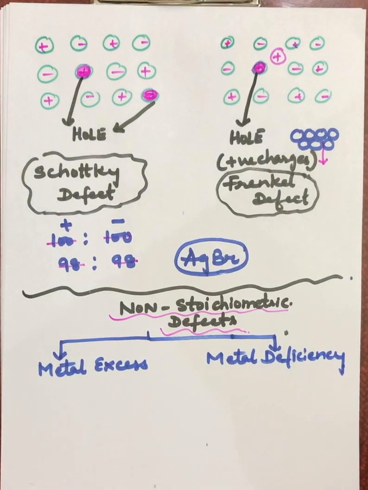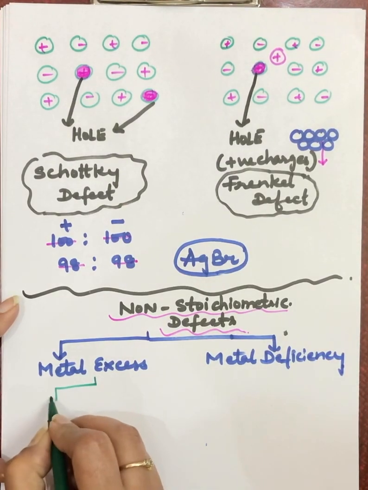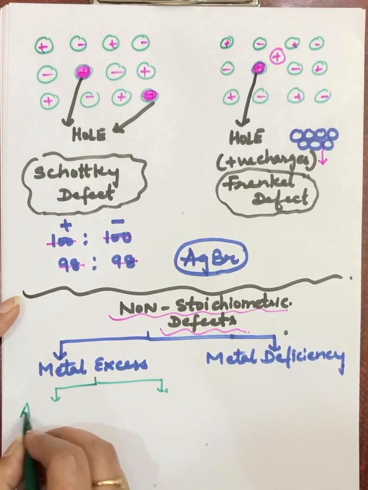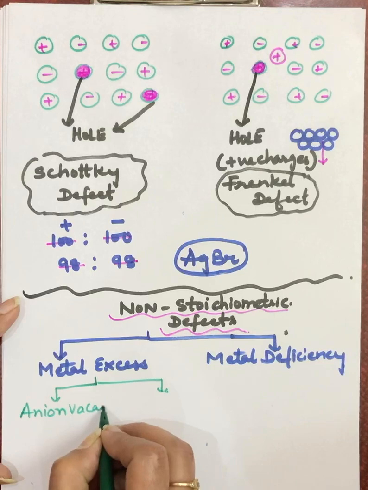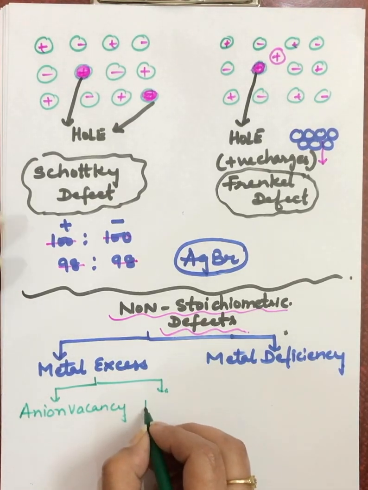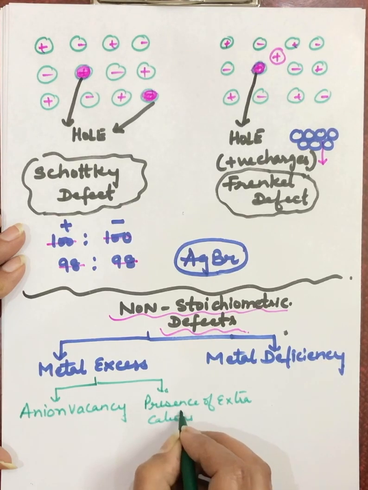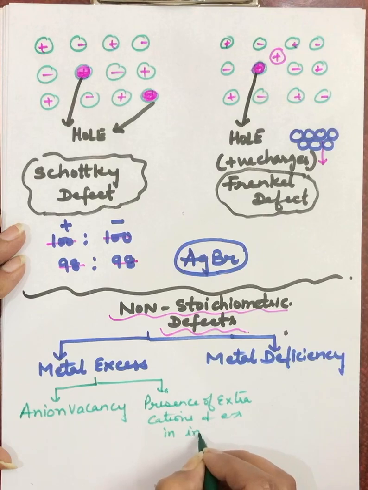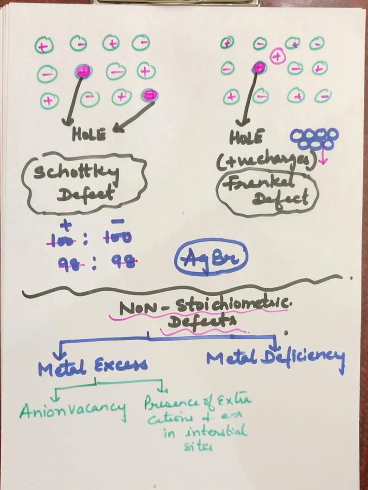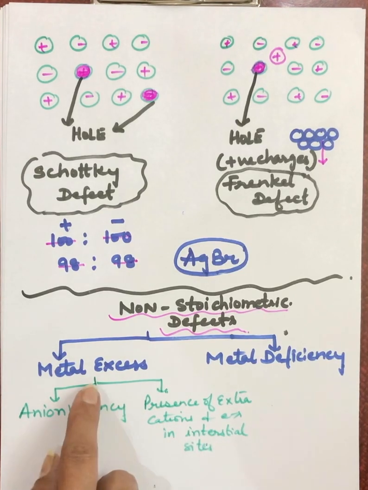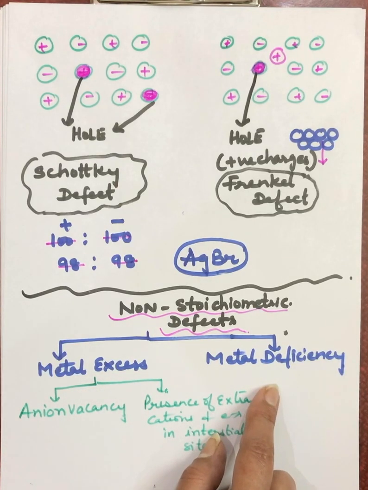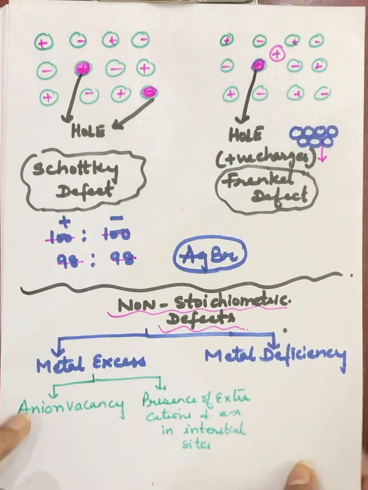The metal excess defect is further of two types: metal excess defect due to anion vacancy, and the second one is presence of extra cations and electrons in the interstitial sites. So first we are doing anion vacancy, then we'll do presence of extra cations and electrons in interstitial sites in metal excess defect, then we'll do the metal deficiency defect. So moving on to the anion vacancy defect.